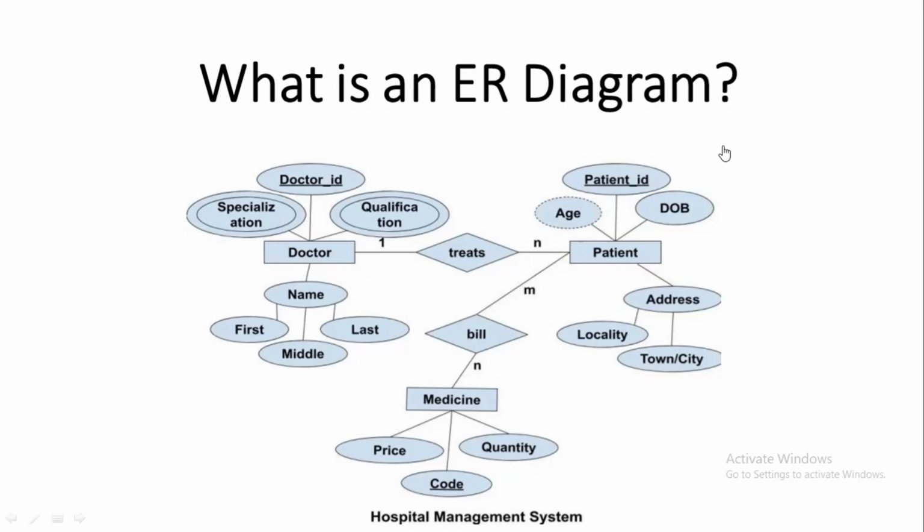So, what is the ER diagram? We can say like this: an ER diagram, or entity relationship diagram, is a visual representation of data that shows how entities (for example things, people, concepts) relate to each other within a system. It helps to map out the structure of the data in an easy to understand way.